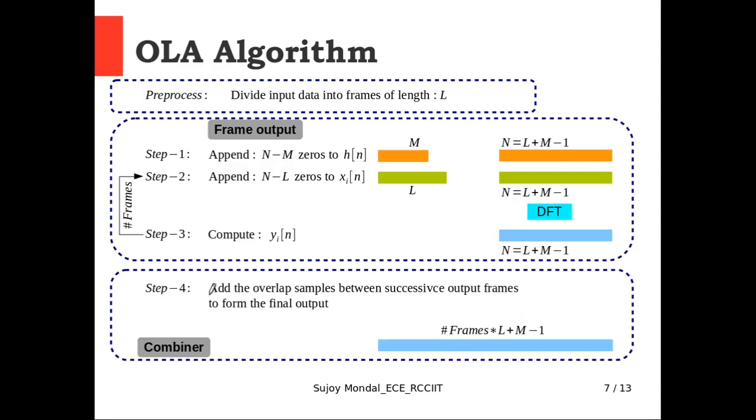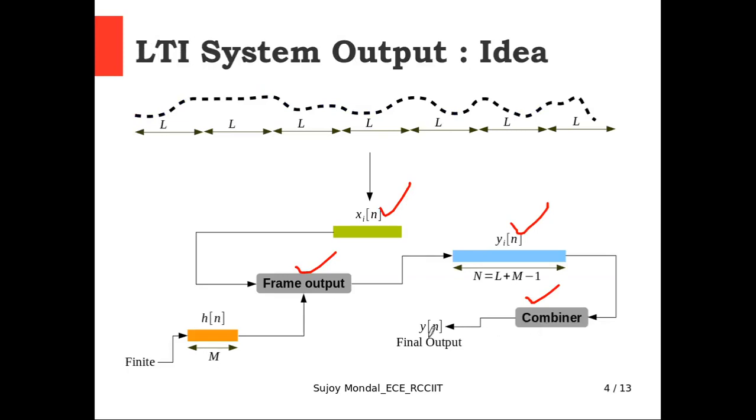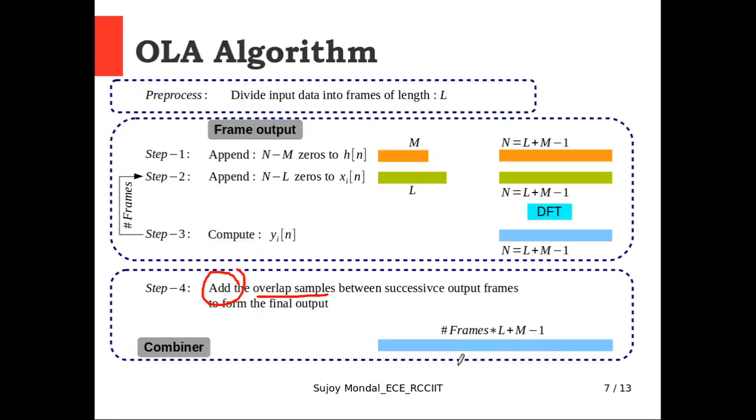So finally we will have to find the overlap samples, and those overlap samples should get added to produce the final output. The final output sequence length should be the number of frames times capital L plus M minus 1, because if we look back at how many frames there are, that count times capital L is the total length of the input sequence, plus M minus 1, that should be the actual final output duration in number of samples. So this is the combiner step and this is the frame output step, right?